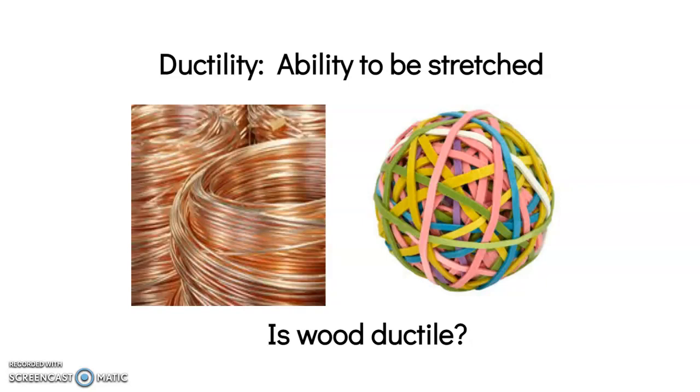The answer would be no. Wood is not ductile. It can't be stretched out. It has maybe a little bit of plasticity in it, but you're not going to be able to take a beam of wood and stretch it and roll it into a thin wire. It just doesn't work that way. So wood is not a metal. It's not ductile. Remember, ductility is a physical property of our metals.